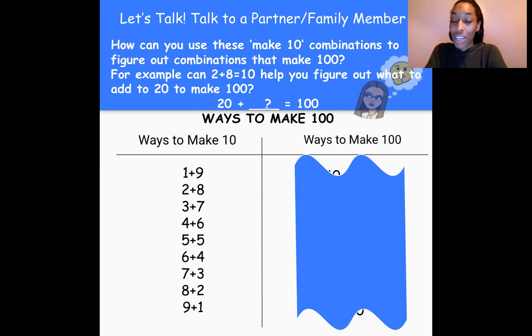What are some other ways we can make 100? Talk to a family member, friend, or partner right now. What are some other ways we can make 100? And let's use what we know about making 10 to make 100. You can pause the video and think about that now and chat with a friend, family member, classmate.